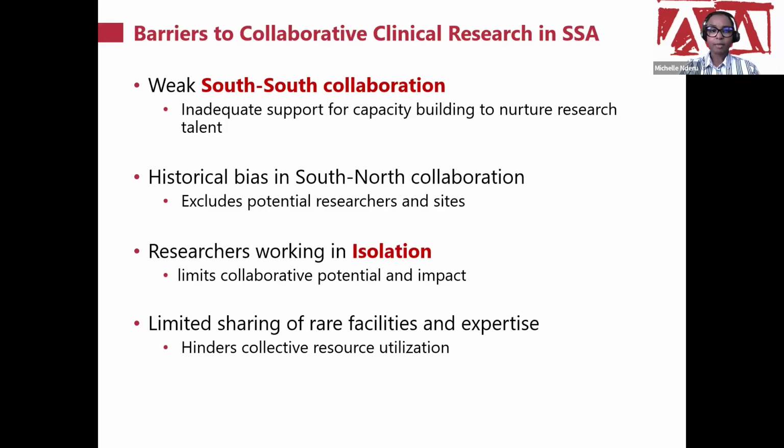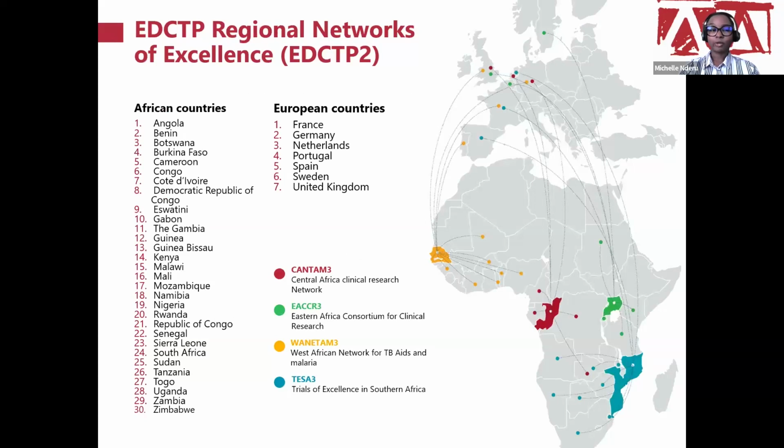So to address all these barriers, in 2009, EDCTP established 4 geographically defined regional consortia of institutions that covered Southern, Eastern, Western, and Central sub-Saharan Africa. The aim was to support regional networking and collaboration in sub-Saharan Africa and with Europe, in order to build and strengthen regional, national, institutional, and individual capacities to conduct clinical trials in line with international good clinical practice. To date, these networks cover 30 sub-Saharan countries, and they are working with 7 northern partners, and a total of 60 institutions are part of the networks.